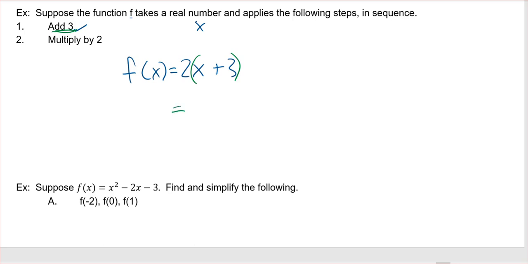Now, when we simplify this, we would distribute. So we would have 2x plus 6, right? 2 times 3 is 6. So we would get this. I think that the WebAssign will accept either one of those.